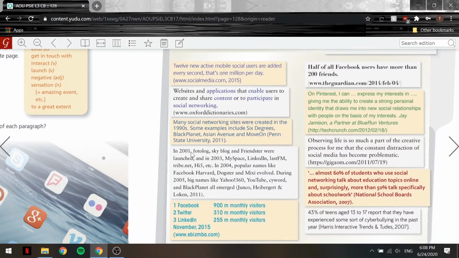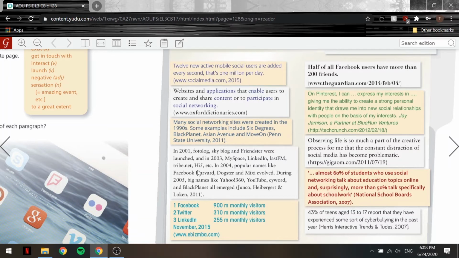We'll say in 2001, Fotolog, Skyblog, and Friendster were launched, and in 2003, MySpace, LinkedIn, Last.fm, all of these old social media websites. So as you can see, this is good research, right? It's stating when it happened exactly, and you can go do your own research as well if you want. What else do we have? What is the history of Facebook? Do we have one here? I don't think we have Facebook, but it's really similar. It's close by here. So in 2004, popular names like Facebook Harvard, which is what it started as, and then it moved on. So we have a little bit of an answer here.